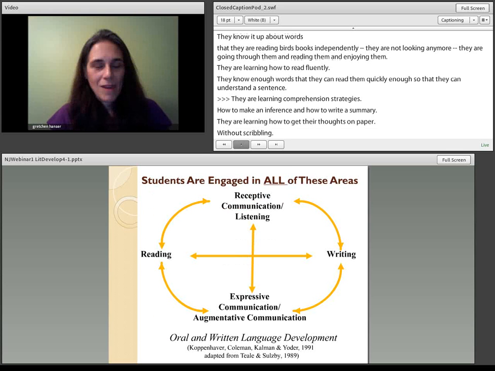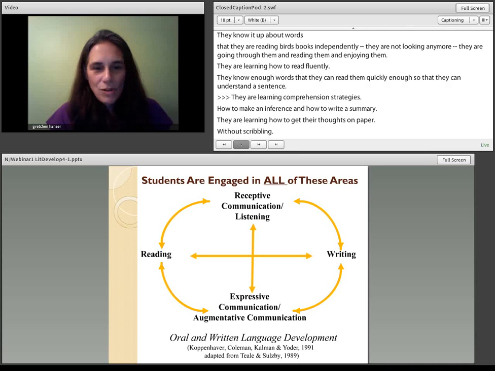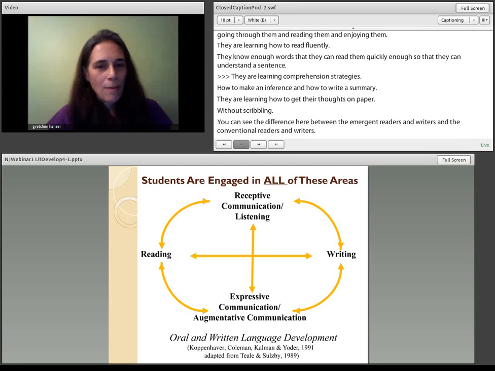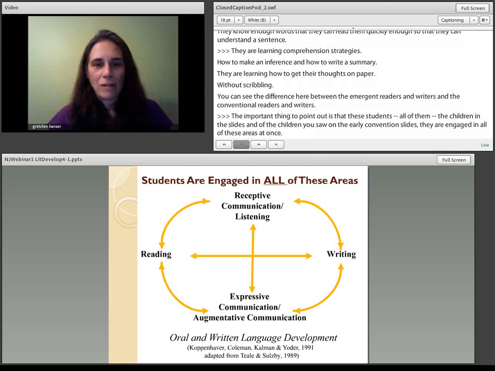The important thing here to point out is that these students, all of them, the children that you saw in the emergent literacy slides and the children you just saw in the early conventional slides, they are engaged in all of these areas at once. They're reading, they're writing, they're communicating about what they're reading and writing about, they're listening, they're building these skills all at the same time.